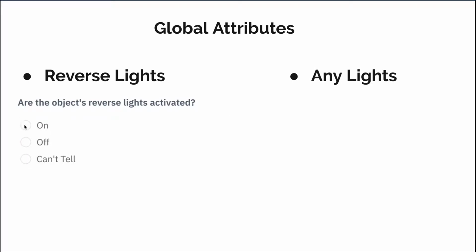Same thing with any lights. If we see one frame where the lights on a vehicle are on and we change that frame's any lights attribute to on, it'll change all the rest of the frames on that attribute to on as well.